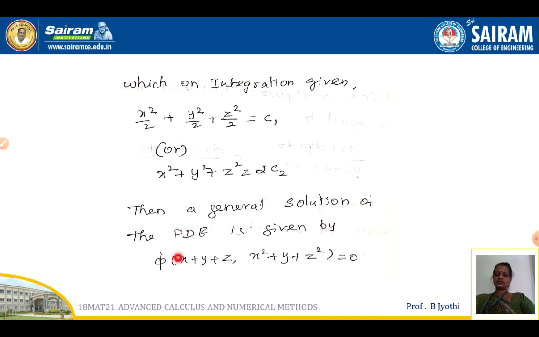Thus, the general solution of the PDE is given by phi of x plus y plus z, comma x square plus y square plus z square is equal to 0. This is the required solution.